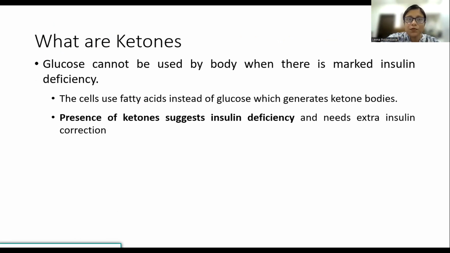So because the glucose cannot be used, cells use fatty acids. The metabolism of fatty acids generates ketone bodies. Of course, there are other reasons for ketone body formation also, but in diabetes, if there is presence of ketones, it suggests insulin deficiency. So if there are ketones, you have to give extra insulin.